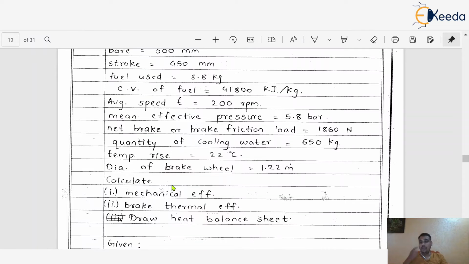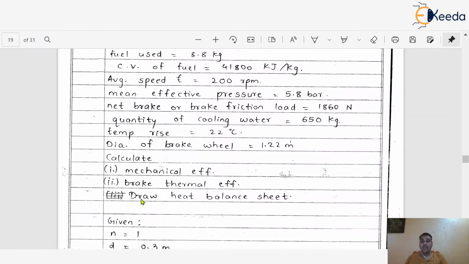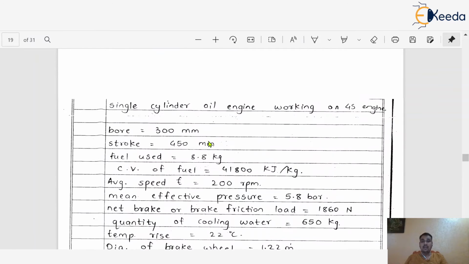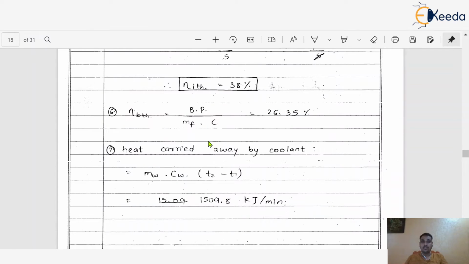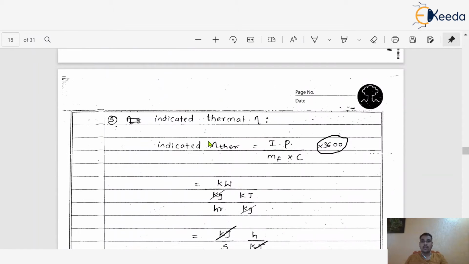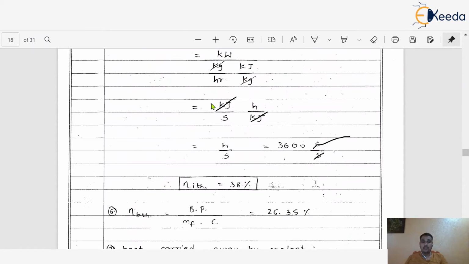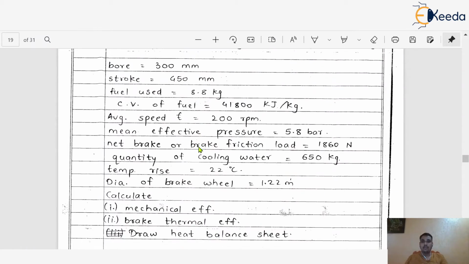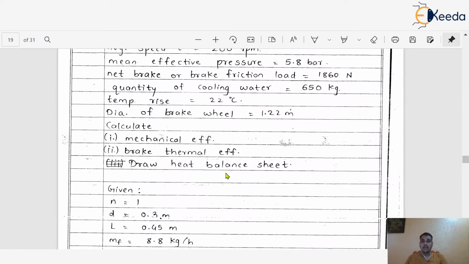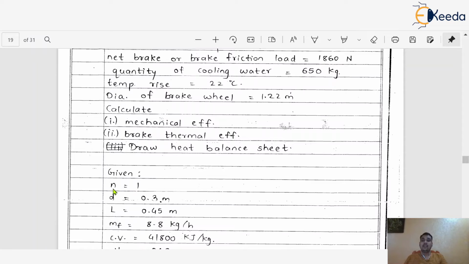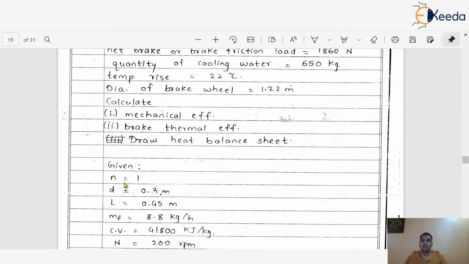With the help of this given data, we have to calculate first the mechanical efficiency, then the brake thermal efficiency, and in this problem we have to draw a heat balance sheet. In the earlier problem they did not ask to draw the heat balance sheet; they only wanted the answers for unknowns like brake thermal efficiency, indicated power, brake power, etc. But in this problem they want the heat balance sheet. So there is a need to understand how we can draw the heat balance sheet.